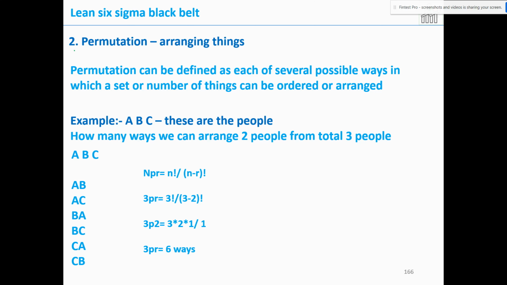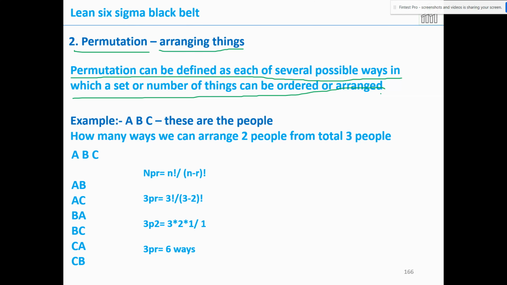Next, what is permutation? Permutation is nothing but arranging things. Permutation can be defined as each of several possible ways in which a set or a number of things can be ordered or arranged. So permutation is nothing but arranging things.